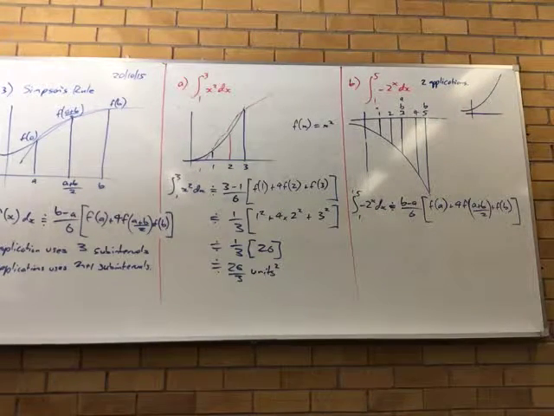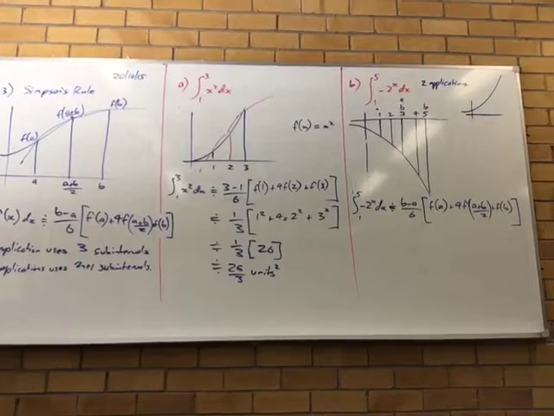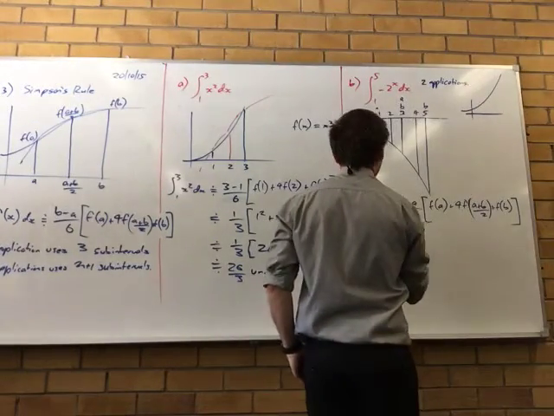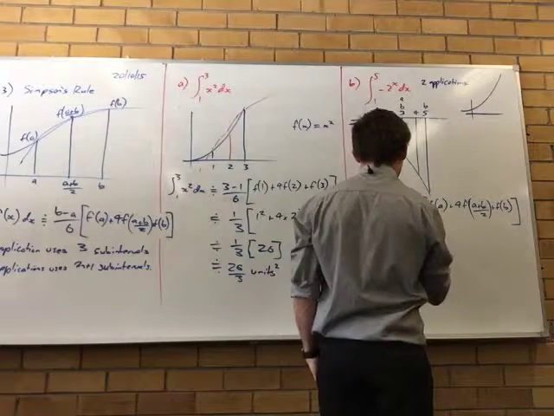Do we label it as first application? Don't need to. Alright, so it's approximately equal to 3, take away 1 on 6.